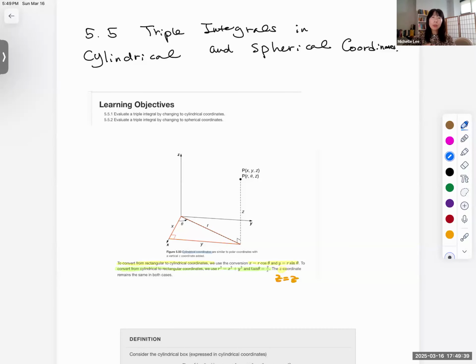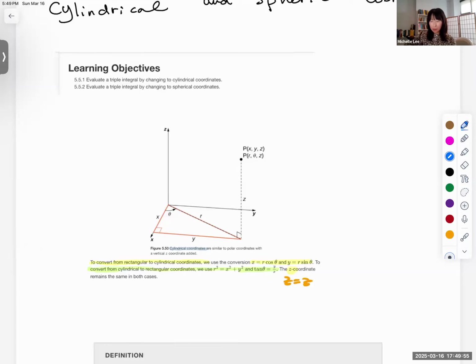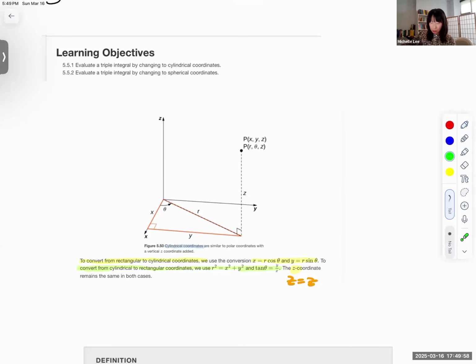Everyone, today we are going to learn section 5.5, triple integrals in cylindrical and spherical coordinates. We have a learning objective, and this is the cylindrical coordinate from chapter 2. We went over this one. We have angle theta from the positive x-axis, then the x-axis, y-axis, and we go parallel with the y-axis. So this is y, and then we have the hypotenuse r there.